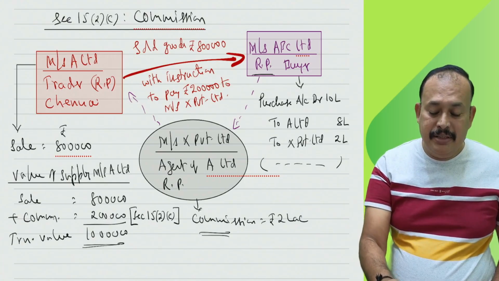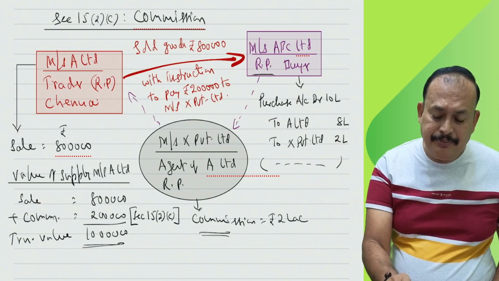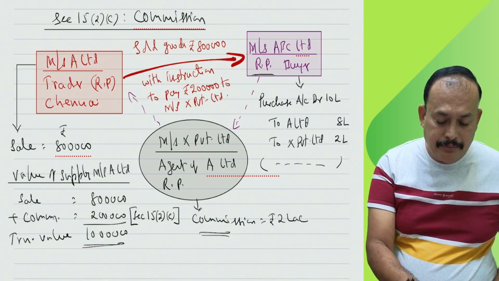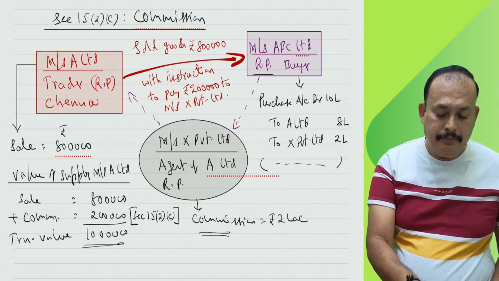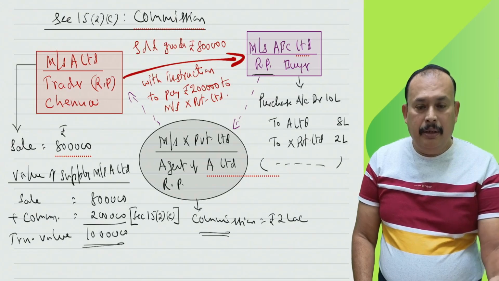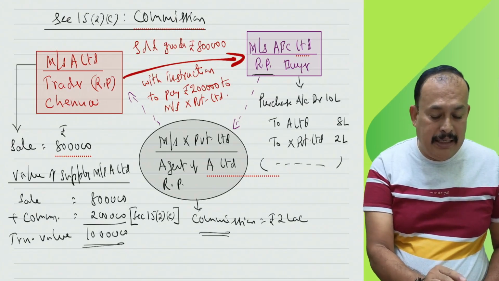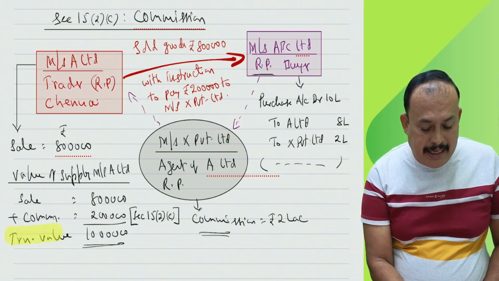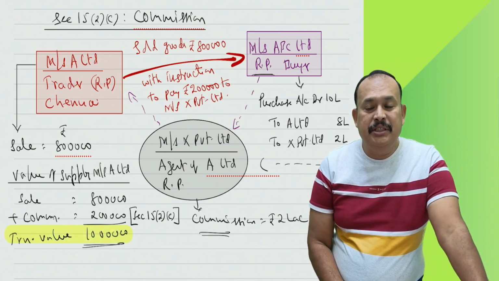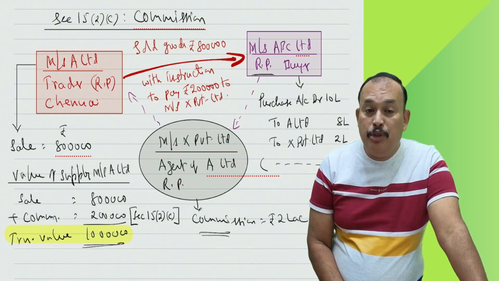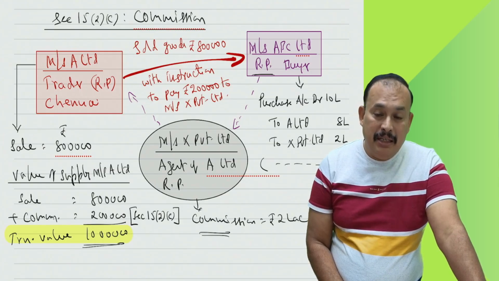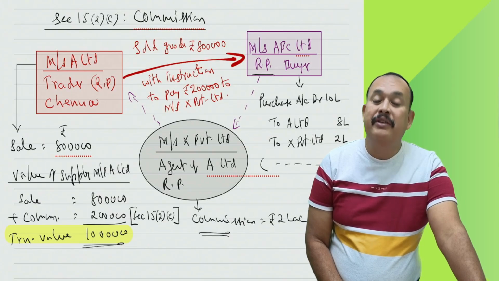Got the clarity, my dear friends? Any difficulty in the given case? Got the clarity? Yes, sir. So the value of supply for our client here is 10 lakhs, not 8 lakhs. We add back the commission, which A Limited's buyer paid on behalf of A Limited to X Private Limited.